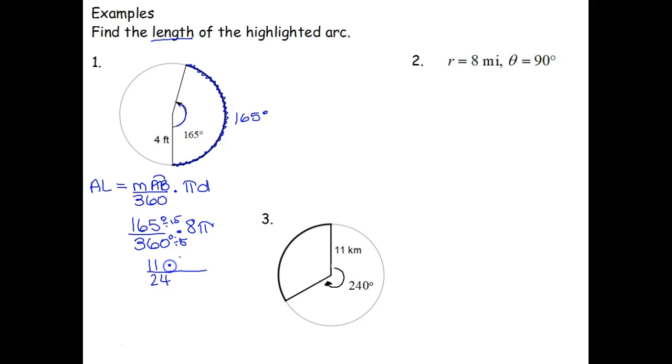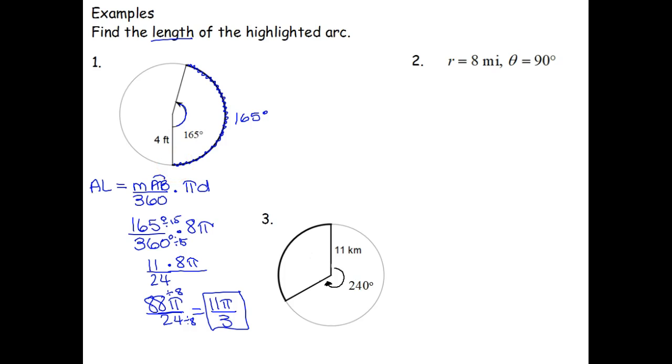And then we still have this times 8 pi on the top. So multiply your top two pieces together, so we get 88 pi over 24. And then 88 and 24 can both be divided by 8, so divide this by 8, divide this by 8. If it doesn't come out evenly, if you get a decimal, then reduce your fraction and just leave it in fraction terms. So this would be 11 pi over 3. So that is the length of this arc that's here in blue.